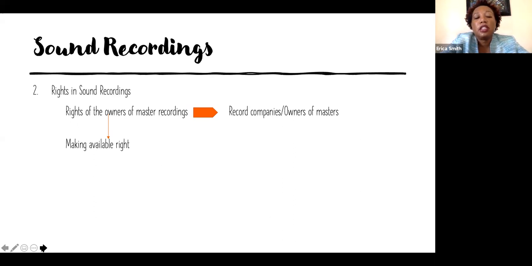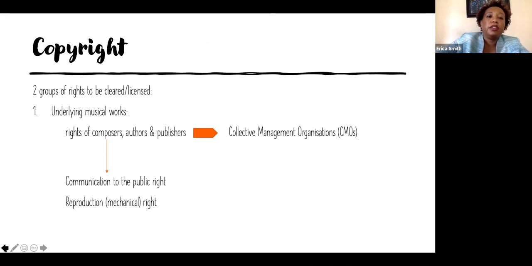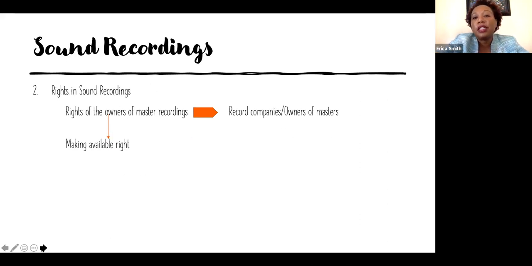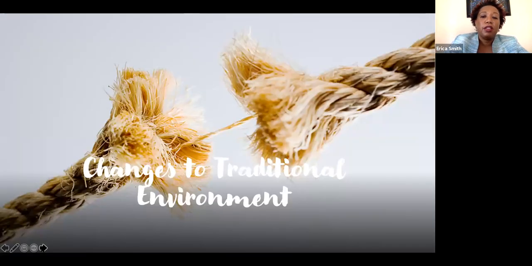So understanding that the concept of public in the digital environment was a different concept meant that they had to come up with new terminologies. Just to be clear, you need to clear the underlying musical works, and that's done generally via the collective management organizations such as Coscap. And you need to clear the rights in song recordings, specifically the making available right. But the difference here is that this right is managed directly by the record companies.